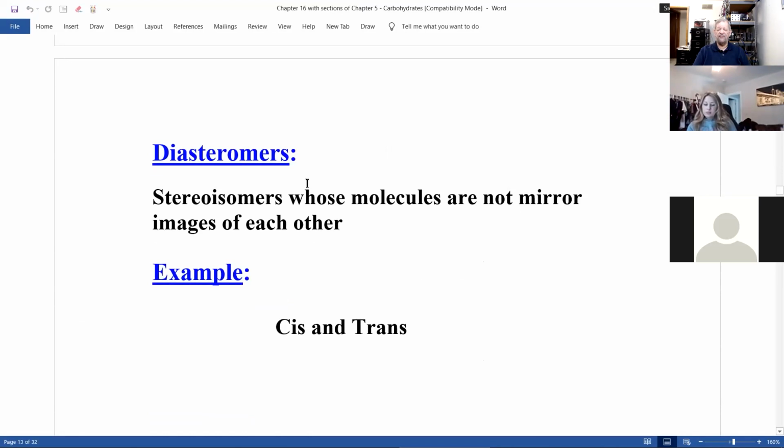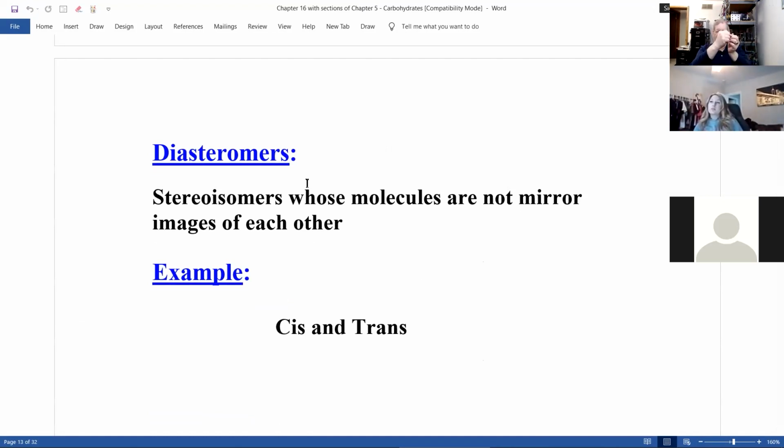Now, for this slide, it's a term I could have used, but I didn't want to talk about stereochemistry at the time. We can have stereoisomers whose molecules are not mirror images of each other. And these are called diastereomers.